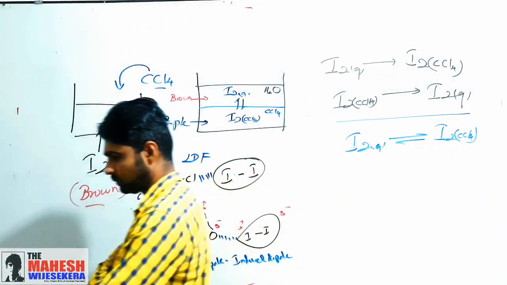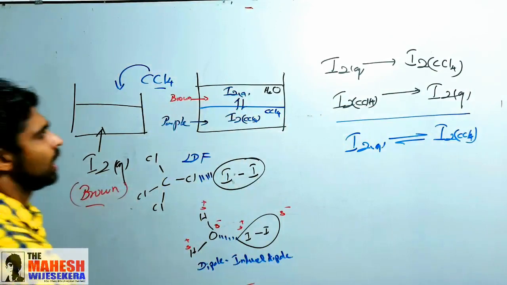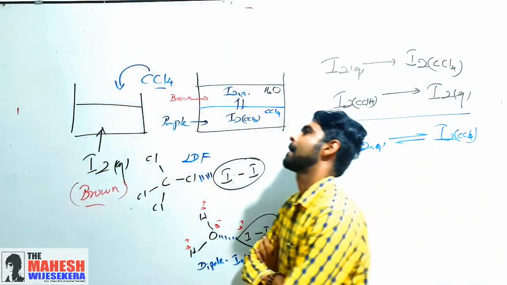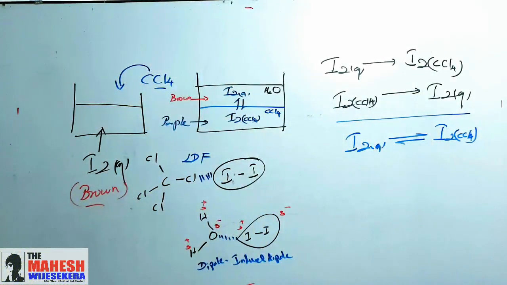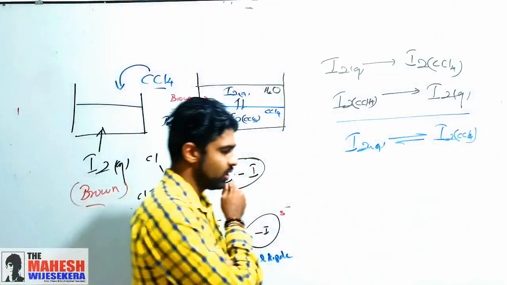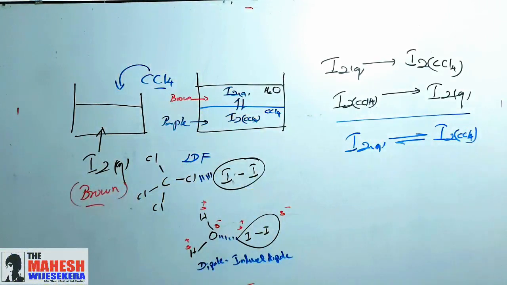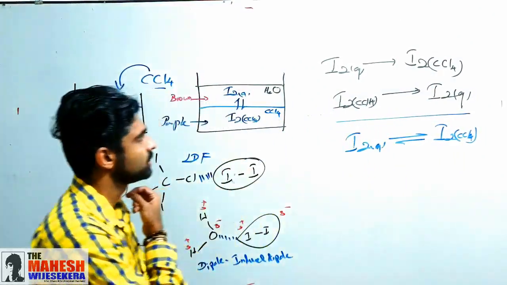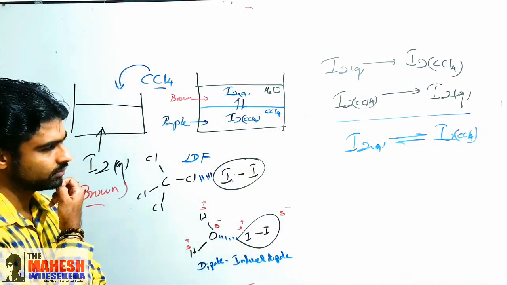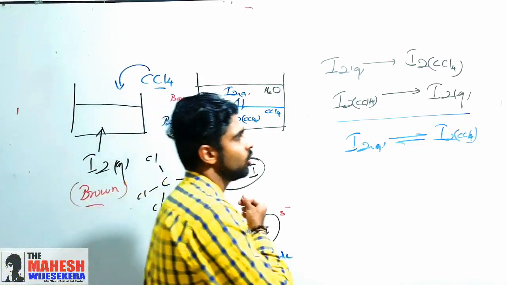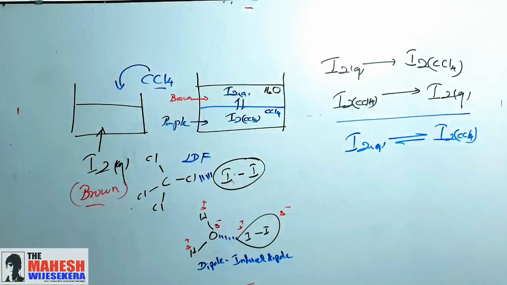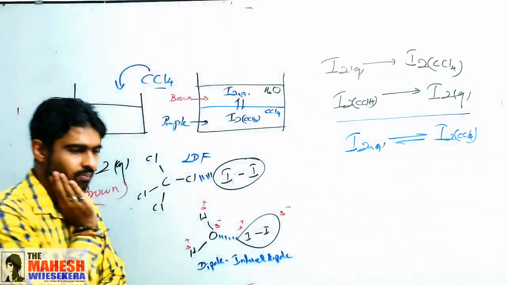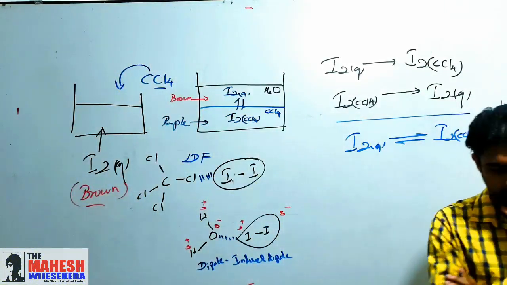Next point. Iodine molecules in the CCl4 layer will also start to move into the aqueous layer with a lower rate, and the rate increases with respect to time.